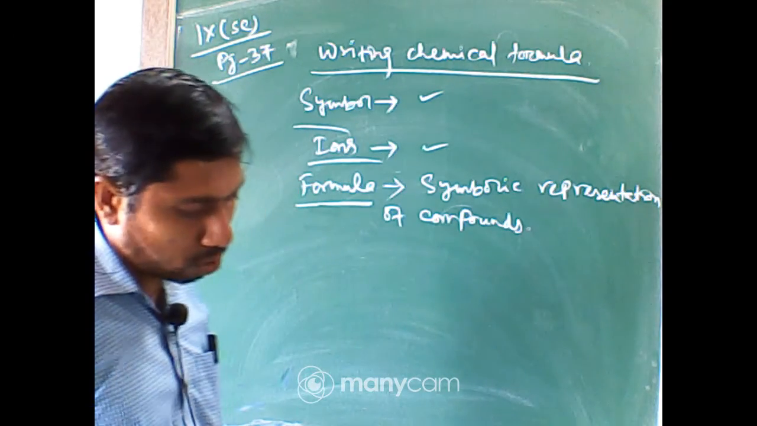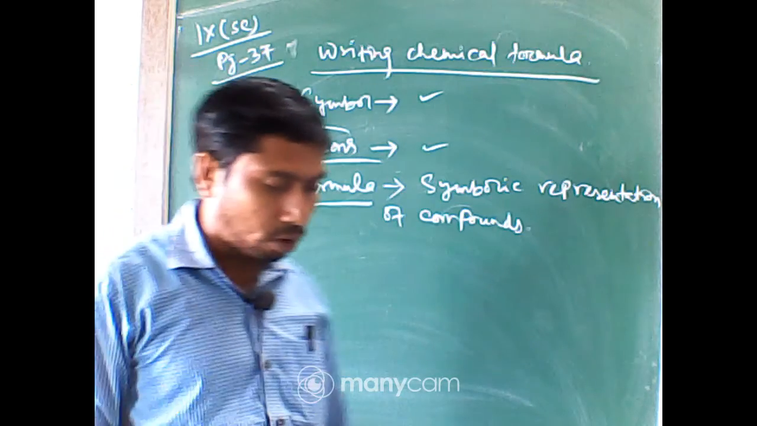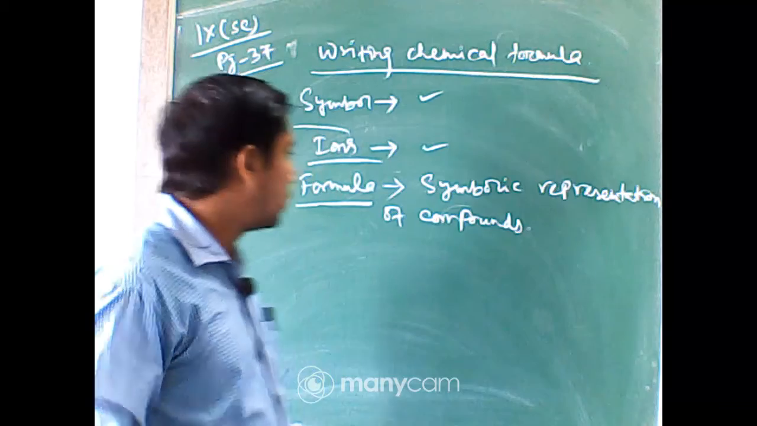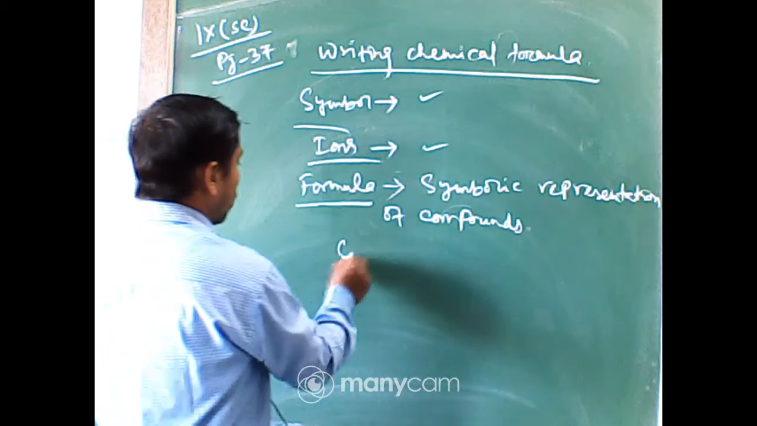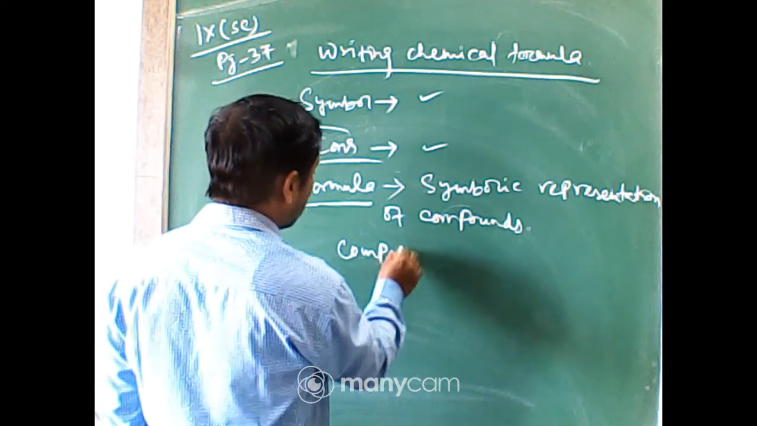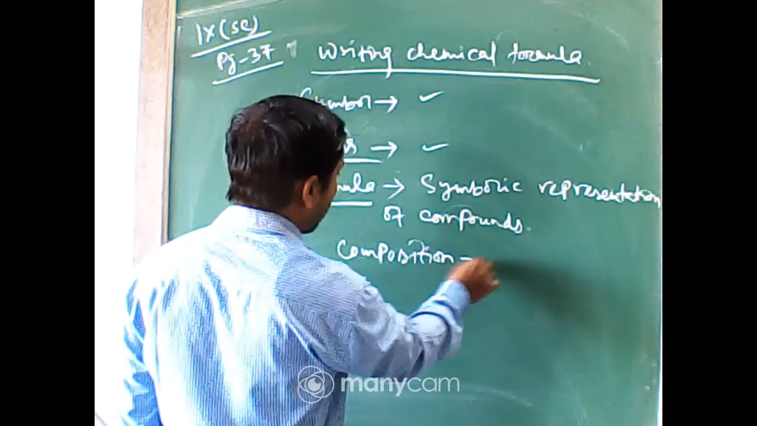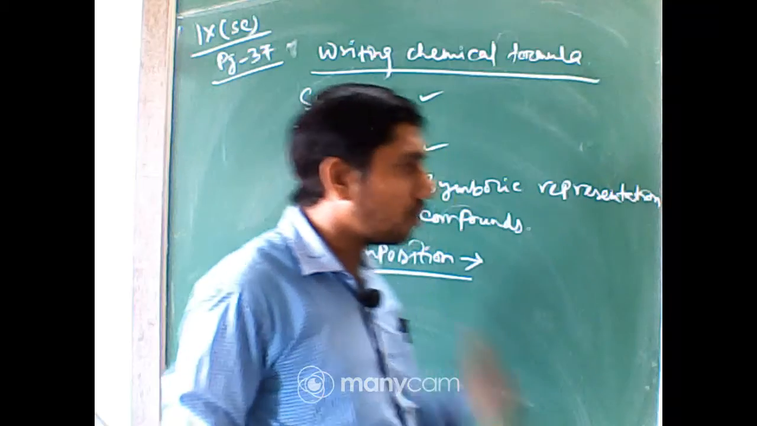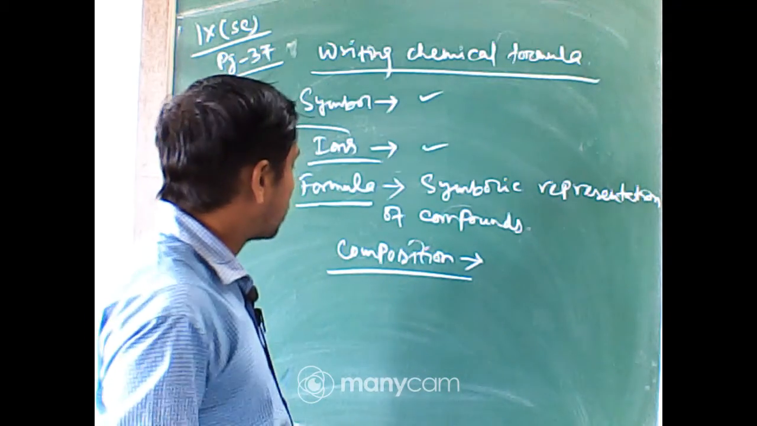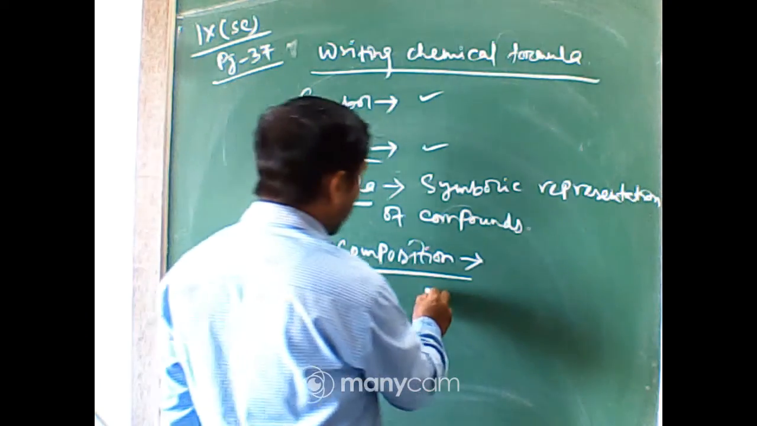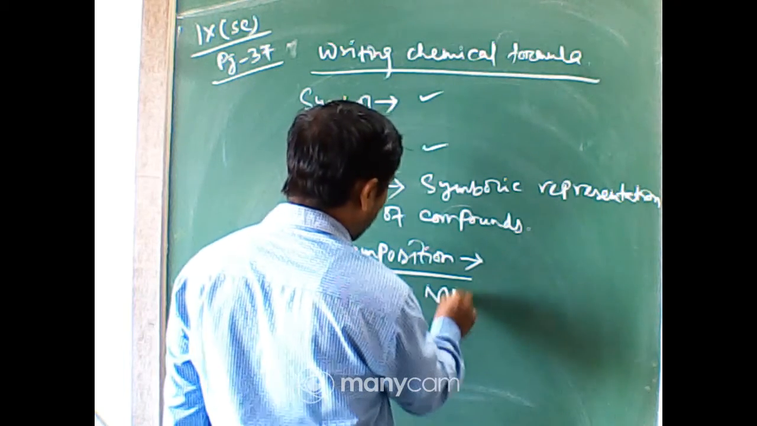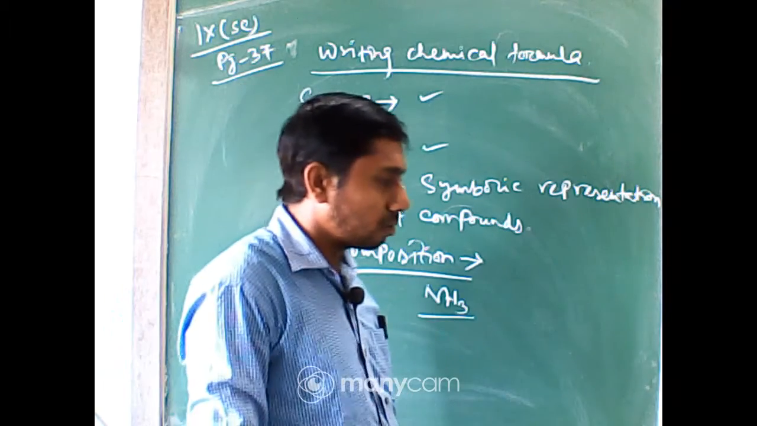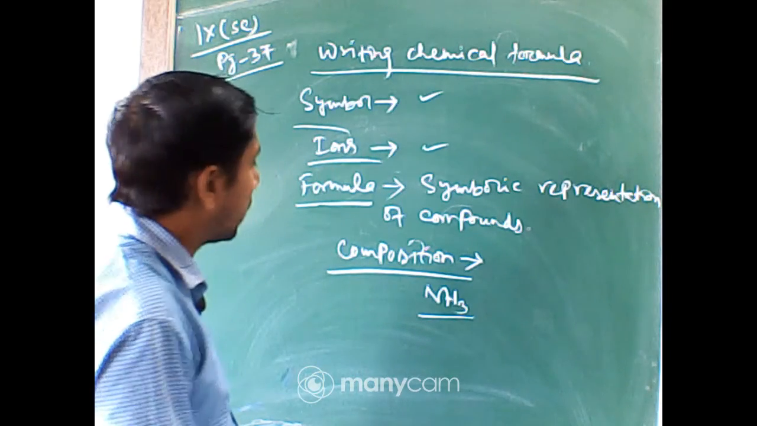You can also see this, that the chemical formula of a compound is a symbolic representation of its composition. Okay. So, composition. What is composition? Do you know what is composition? Suppose I told you ammonia. What are the compositions here? First of all, what are the elements here?